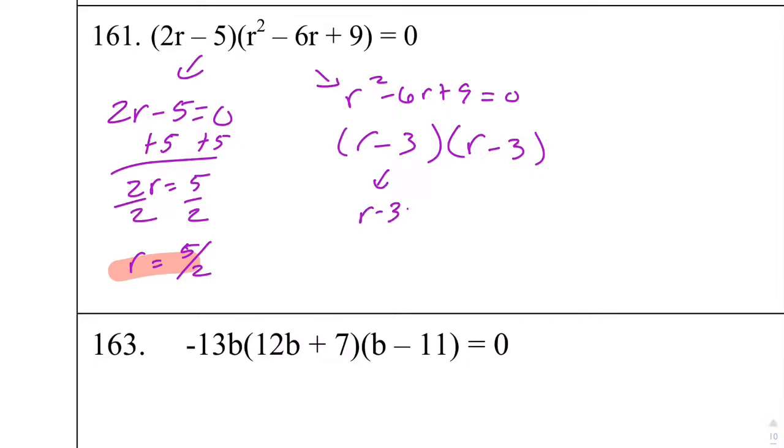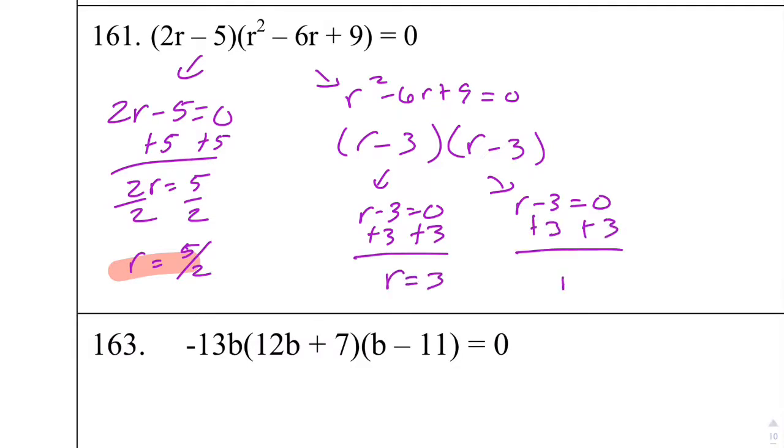r minus 3 equals 0. And I don't really have to do this one twice, but I could. Wouldn't hurt it. So 3, and of course 3 again. So really, if this were a multiple choice problem, you'd only see 2 solutions. It would show you 3 twice.